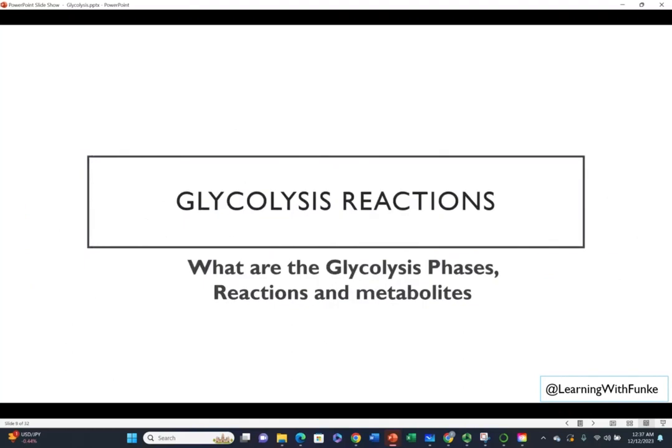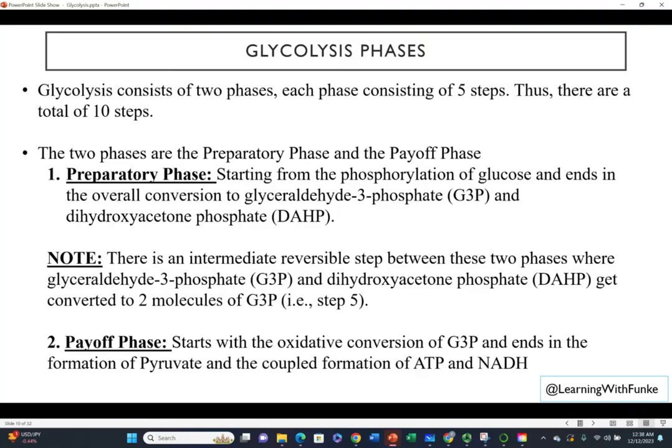Okay, so enough of the background and info. Let's go right into glycolysis reactions. So what are the glycolysis phases, the reactions, and the metabolites? So glycolysis, like I said before, has 10 steps, two phases.